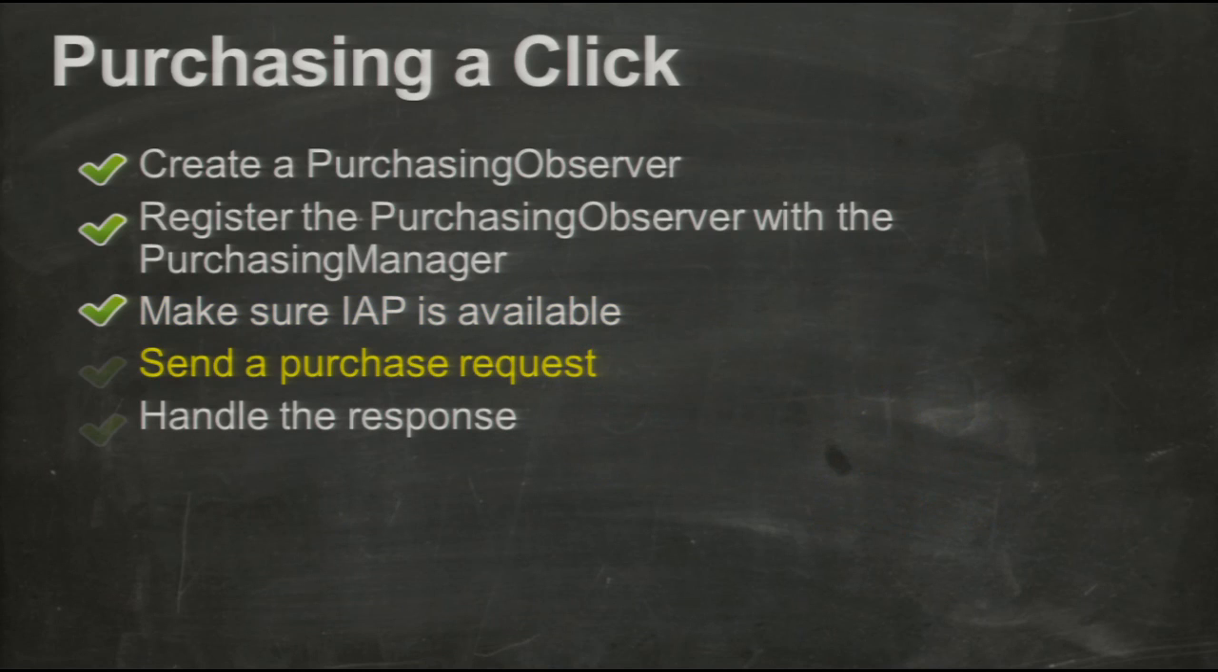Okay, so we're now at a point where our application is set up for in-app purchasing. We have a purchasing observer, and we've registered it with the purchasing manager. Our application is set up to receive broadcast events from the Amazon App Store. So all that's left now is for us to send, actually when the user clicks the button to send a purchase request, we just need to know how to do that, and we need to know how to handle the response that comes back.